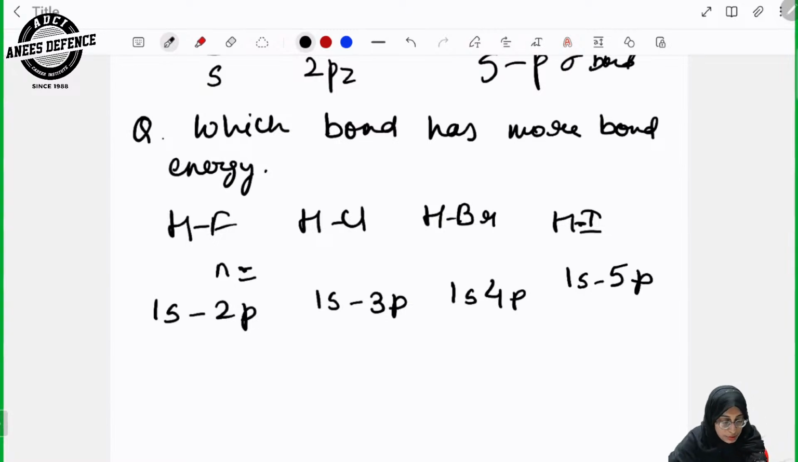So the lesser the number of n, the closer to the nucleus. So how can we find out which has more bond energy? Obviously, HF has more bond energy than HCl, then HBr. Questions used to come like this. You may have to arrange according to the bond length or according to the bond energy.